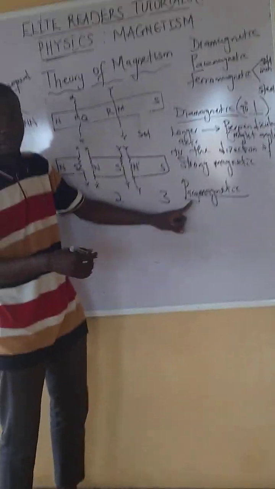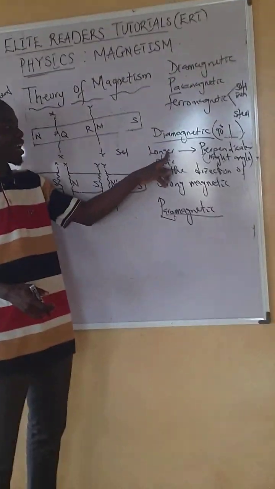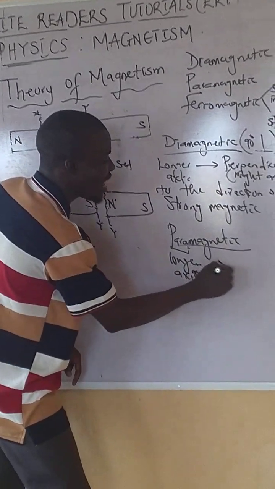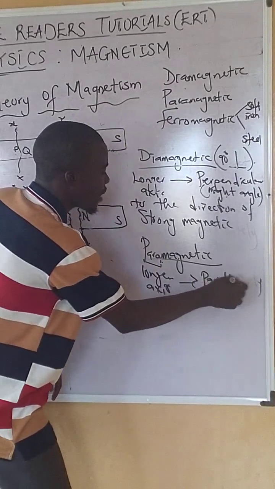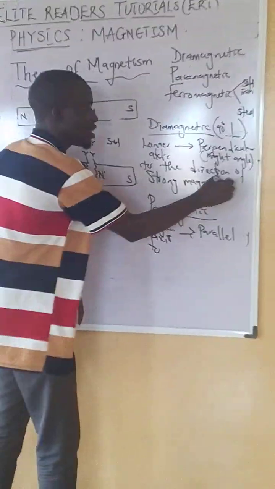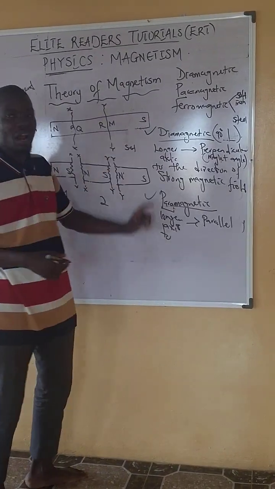So if I want to define paramagnetic, I will say these are materials that set their longer axis parallel to the direction of the strong magnetic field. Do you get it? So that's the difference between diamagnetic and paramagnetic.